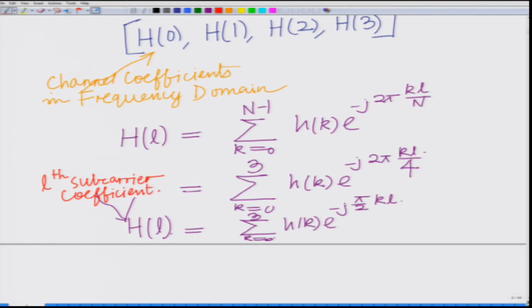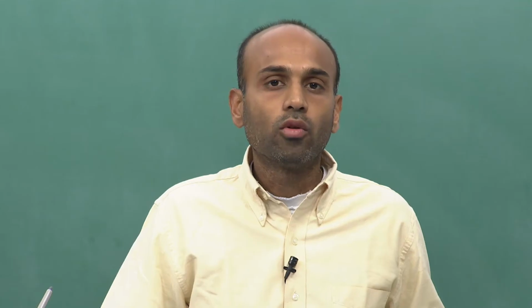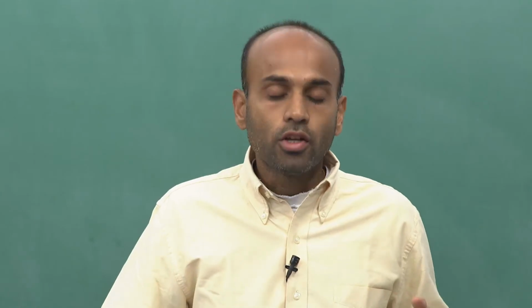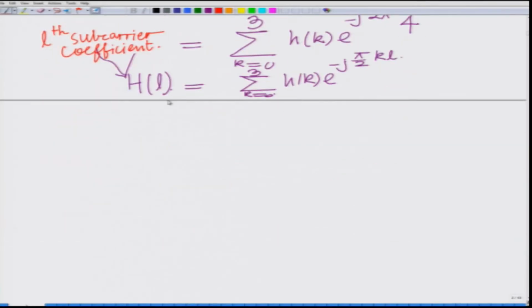This is the Lth subcarrier coefficient. So, capital HL is basically given by the Lth FFT point of the 0 padded channel taps. All right. So, now let us write the explicit expressions for each HL and then we will see something interesting.